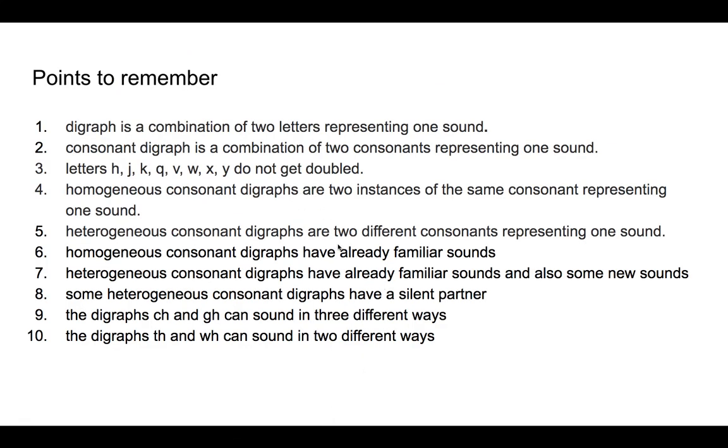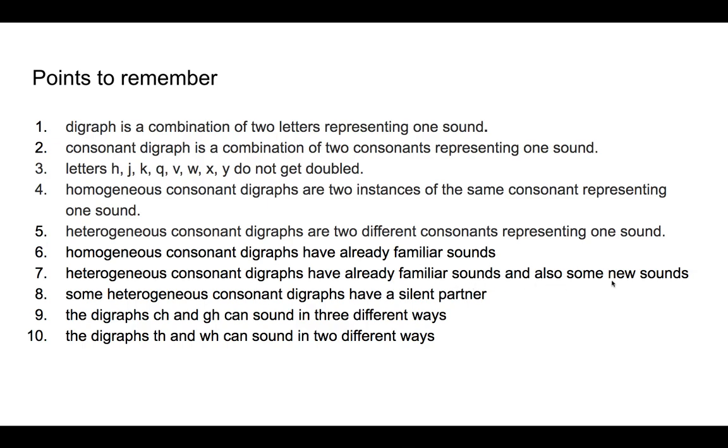This is the summary of what we have learned in this video. A digraph is a combination of two letters representing one sound. Consonant digraphs are two consonants representing one sound, and the letters H, J, K, Q, V, W, X, Y do not get doubled in common. Homogeneous means two instances of the same consonant representing one sound, and heterogeneous consonant digraphs are two different consonants representing one sound.